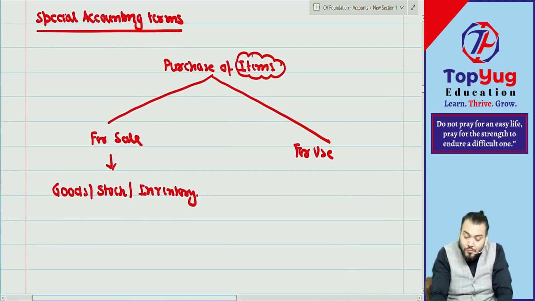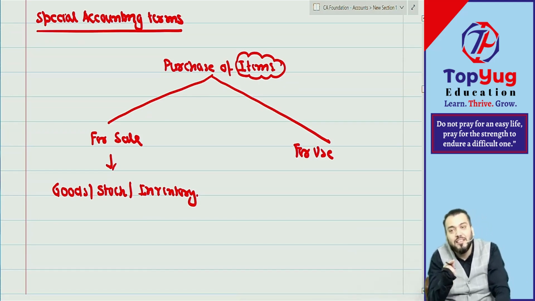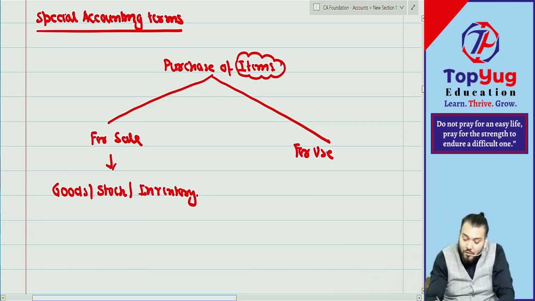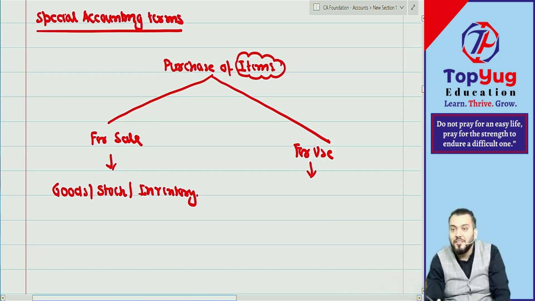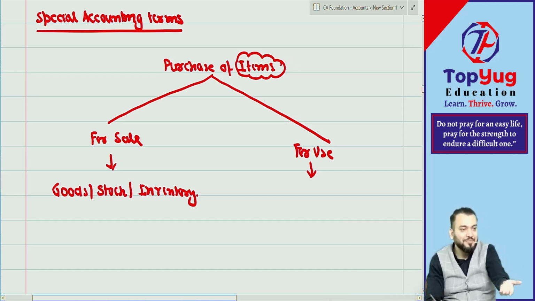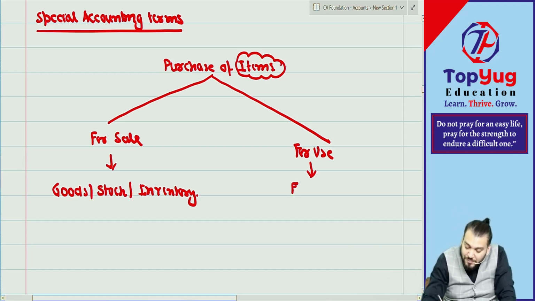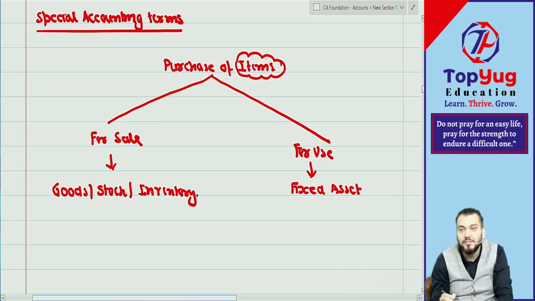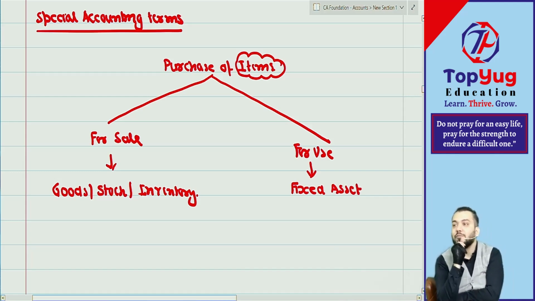So I hope you have understood that. First you find out what is the intention of this purchase. If it is for sale, it will be known as either goods or stock or inventory. Now, if it is for use, then what will we call it? Everything is an asset only. We are purchasing an asset because benefit will be derived. So can I say it will be known as fixed asset? It will be known as fixed asset.